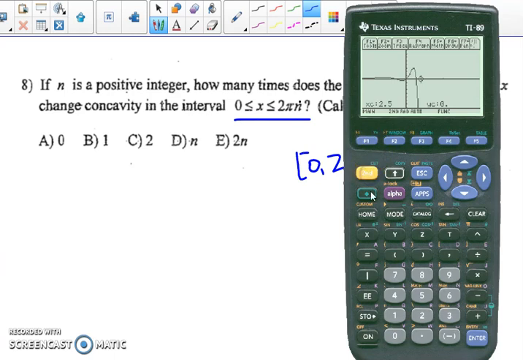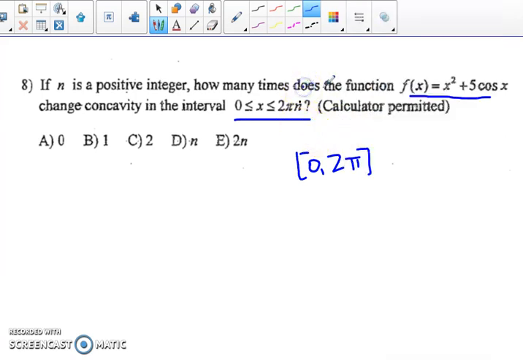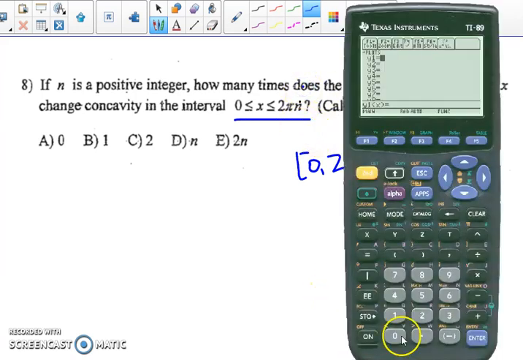So come over here to your graphing screen, and I need to remove my prior equation. This equation, I need to go back and check, x squared plus 5 cosine x. So let's type that in, x squared plus 5 times cosine of x. Now, what I actually want to do is look at the second derivative, because I need to know where the second derivative changes signs. That's where there will be a concavity change on the function.